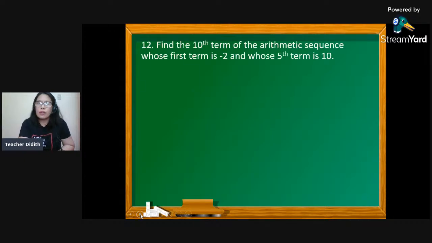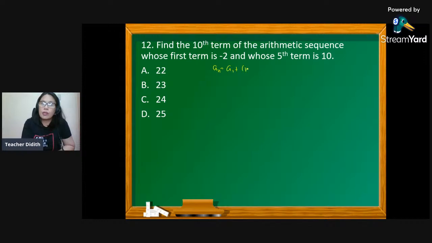For number 12, find the 10th term of the arithmetic sequence whose first term is negative 2 and whose fifth term is 10. So these are the choices, guys. Okay, so again, we can make use of this pattern. We can substitute a sub 5 to a sub n here. And it says here that it's 10. And then the first term is negative 2. So we can identify what's the common difference.